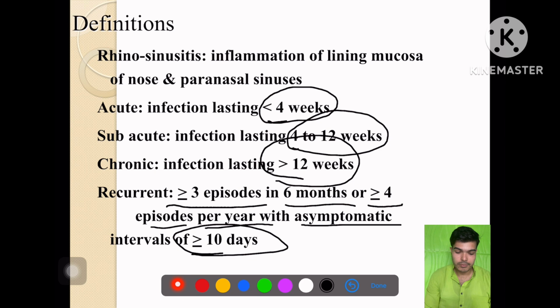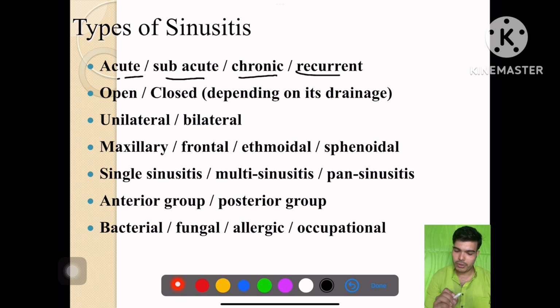Okay, next. So we have already told you about the types of sinusitis. I told you about the different types of sinusitis, right? So I told you that sinusitis may be divided into acute, subacute, or chronic sinusitis, or recurrent sinusitis. Okay, acute means less than 4 weeks, and chronic means more than 12 weeks. Okay, 4 to 12 is taken as subacute. Okay, and it is dependent upon the open and close. So it is dependent upon this drainage.